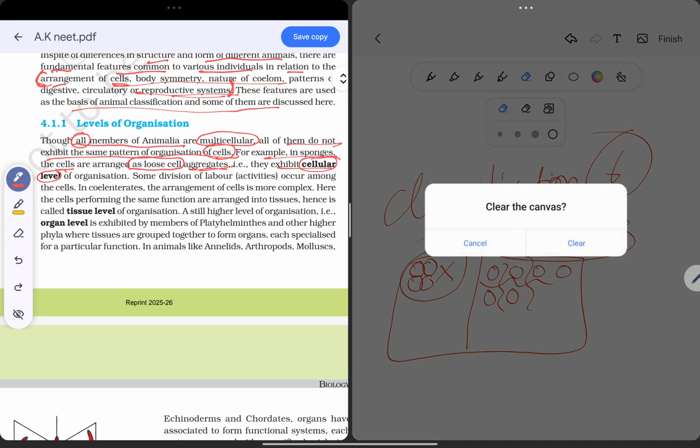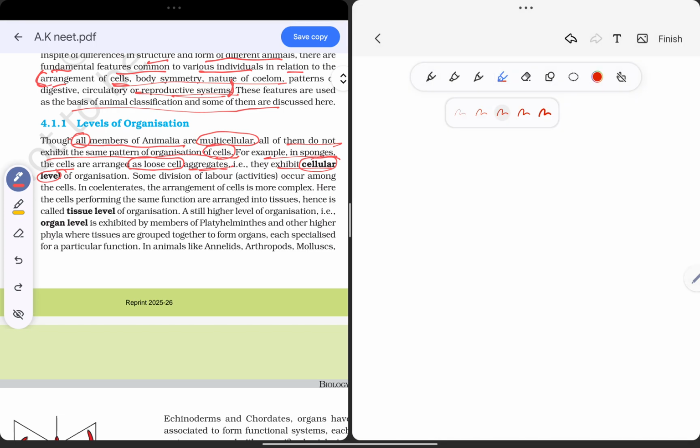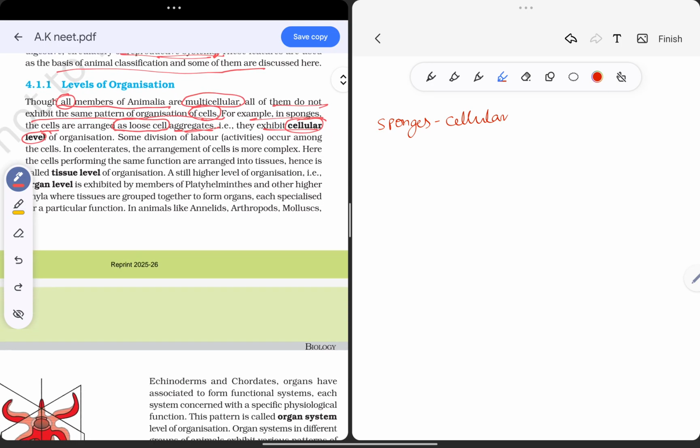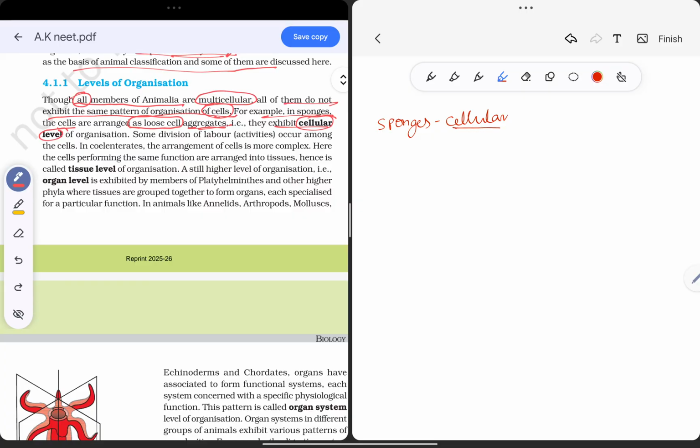What level is exhibited by the sponges? Sponges exhibit cellular level of organization because only cells are present as a basic and fundamental unit. Some division of labor can occur in the cells, so we can see some division of labor in sponges. In cnidarians, the arrangement of the cells is more complex. When compared to sponges, cnidarians have a complex arrangement of the cells.